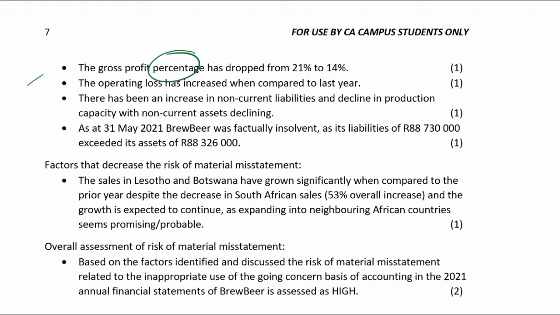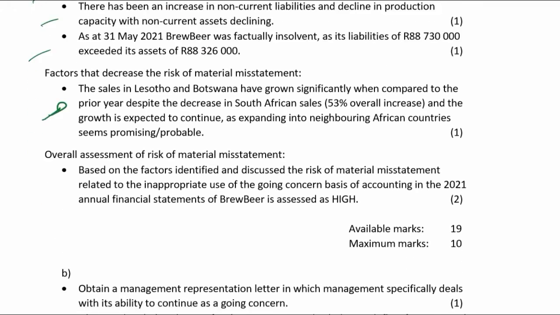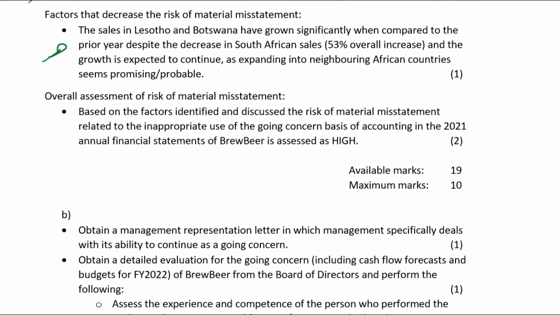So an actual calculation was done there. Gross profit over total sales. Gross profit as a figure had increased, but its percentage was down. Operating loss has increased. Non-current liabilities have increased and non-current assets have decreased. They're factually insolvent. But then there's some risks or factors that decrease the risk. They're foreign operations. Overall, assess it as high.